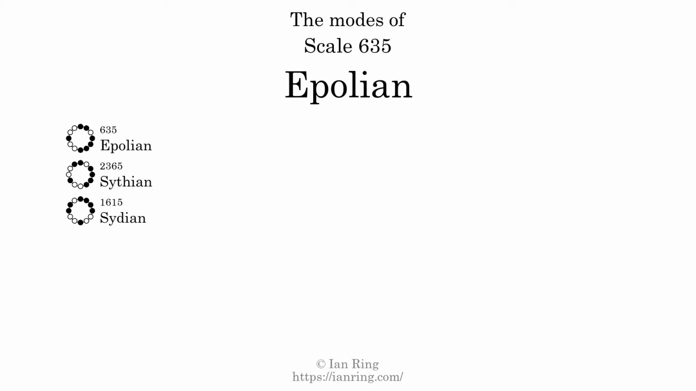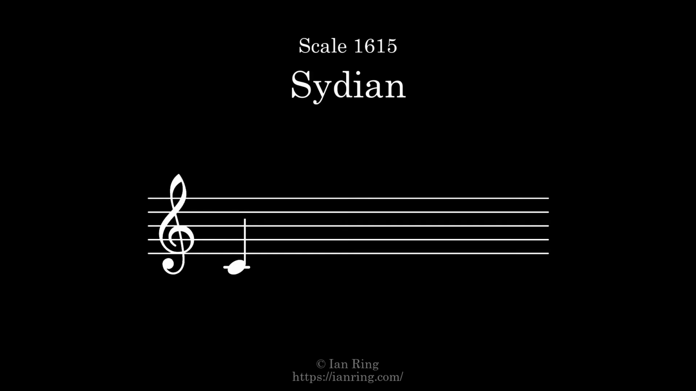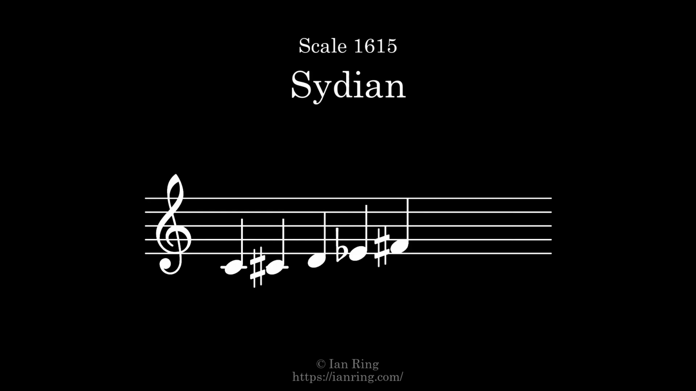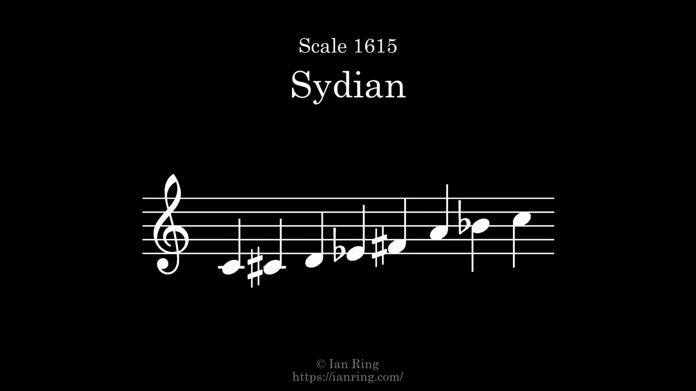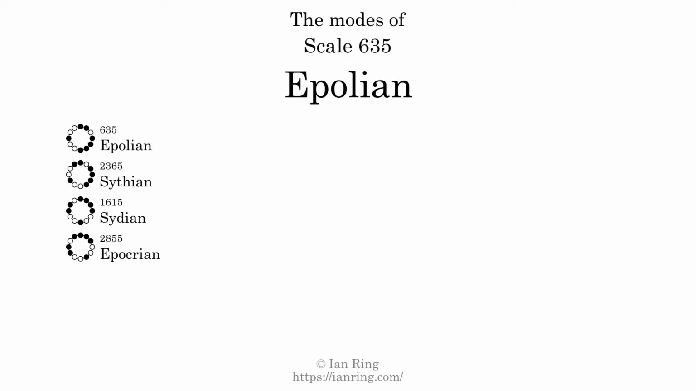The third mode is scale 1615, also known as Scythian. It sounds like this. The fourth mode is scale 2855, also known as Epolian. It sounds like this.